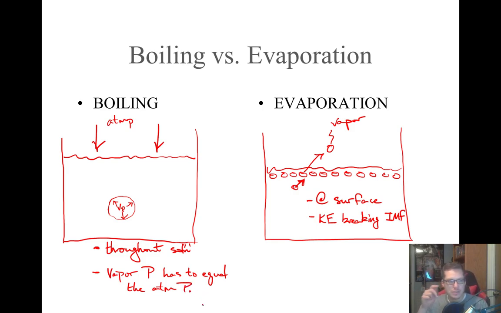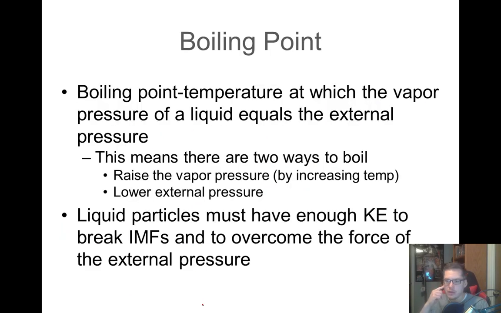Now the next couple of slides just kind of talk about what we just talked about. So the boiling point is defined as the temperature at which the vapor pressure of a liquid equals the external pressure. So the vapor pressure of the liquid equals the external pressure. That's important. That's the definition of boiling. And specifically, the boiling point is the temperature where that occurs.